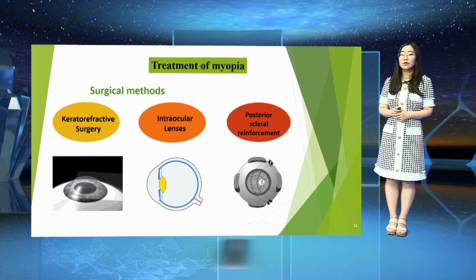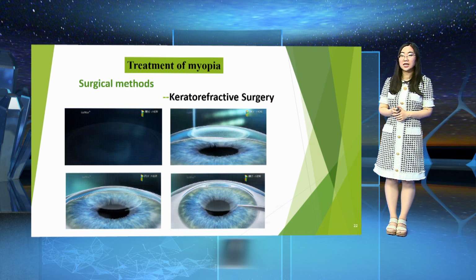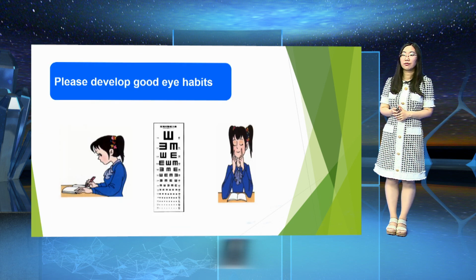Clear lens extraction for myopia. Extraction of non-cataract lens is increasingly advocated for the refractive correction of moderate to high myopia, with reported outcomes comparable to what can be achieved with laser keratorefractive surgery. The operative and postoperative complications of intraocular surgery, particularly in high myopia, need to be borne in mind. Please develop good eye habits and check eyesight regularly.